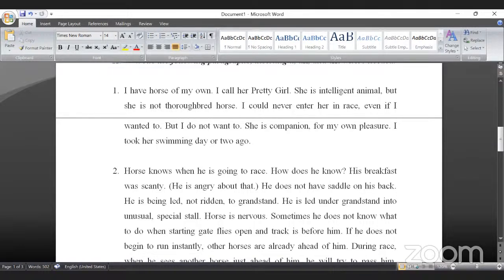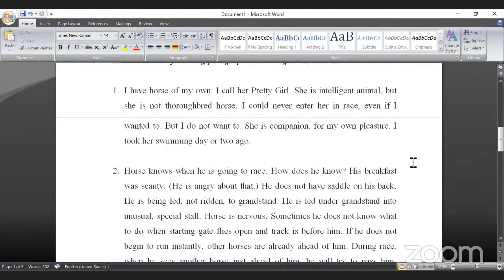So she is not a thoroughbred horse, right? Correct. Now, I could never enter her in a race, even if I wanted to. But I do not want to.